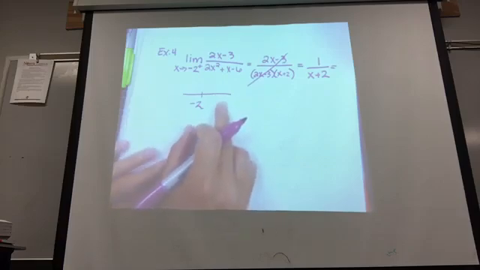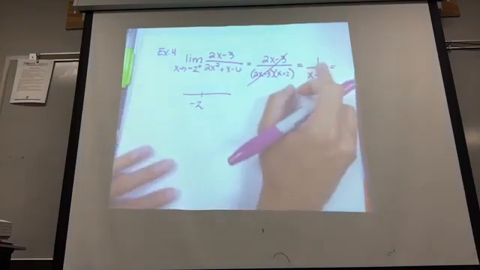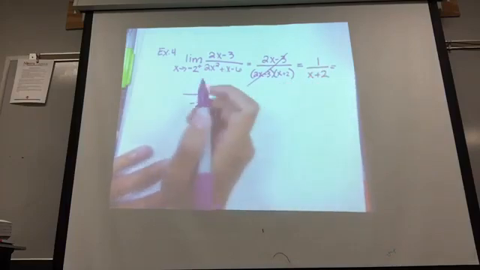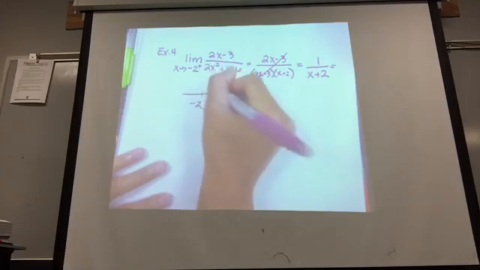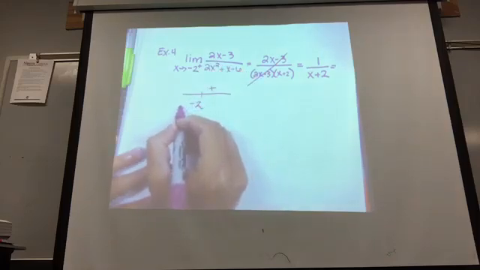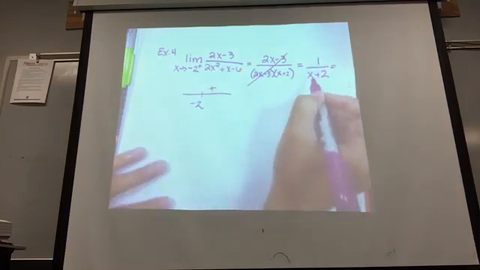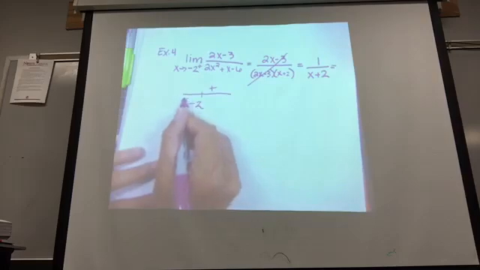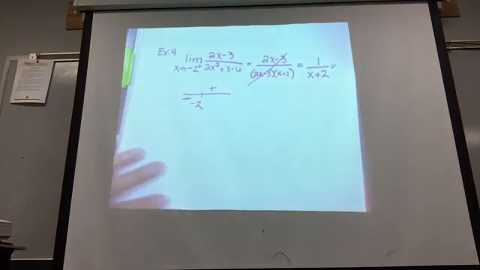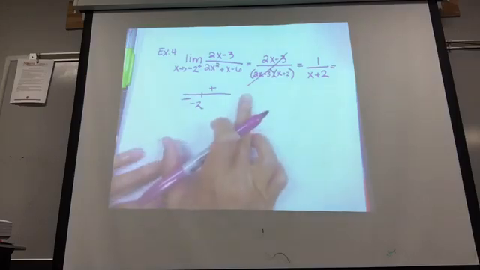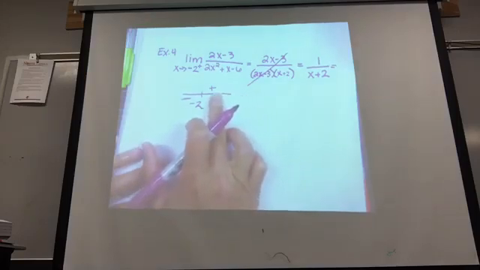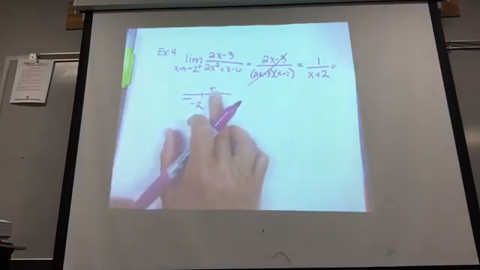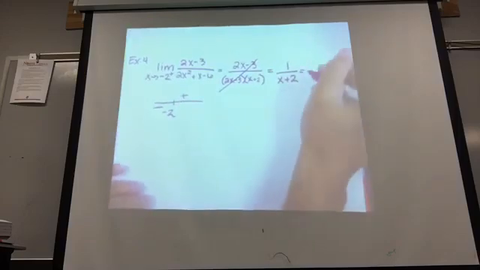Let's just pick 1. 1 divided by 3 would be positive. And now a negative value, so 1 divided by, let's say negative 4 plus 2 is still negative, so it is negative. So if I'm approaching negative 2 from the right, because of that positive sign, I know my answer is positive infinity.